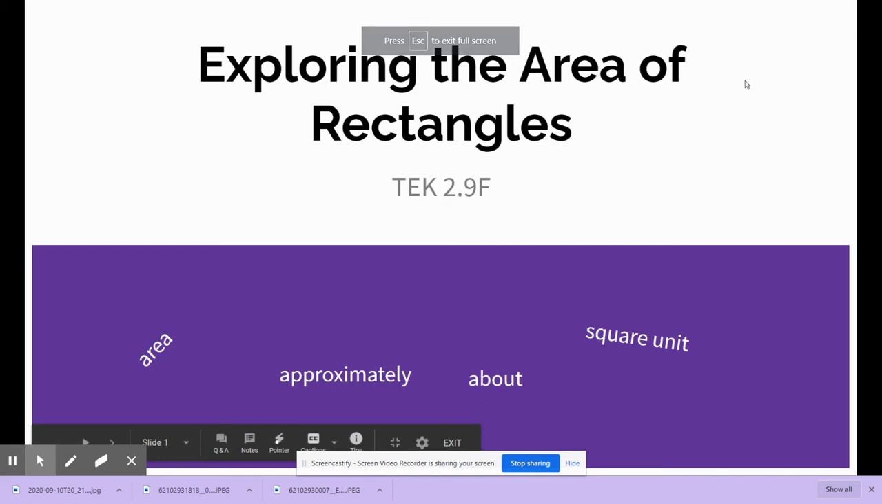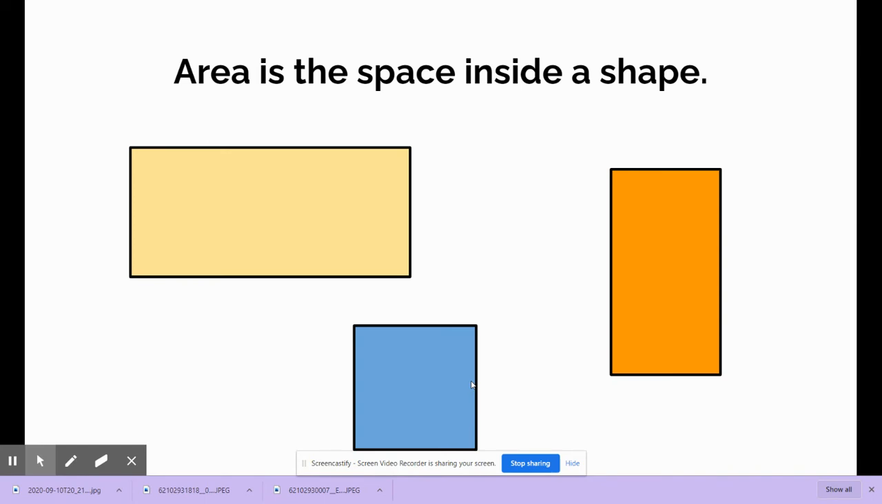Okay, guys, let's talk about exploring area when looking at rectangles. So we got some vocabulary here. Area, approximately, about, square unit. So today with area, we're going to be looking at different ways we can measure it. Now, area is the space inside of a shape.